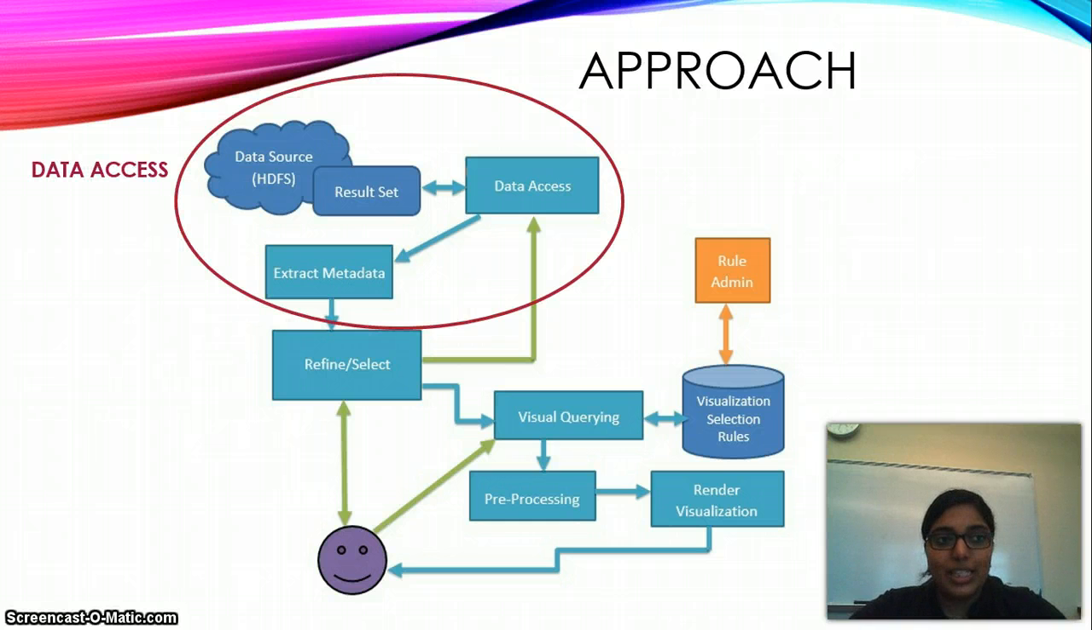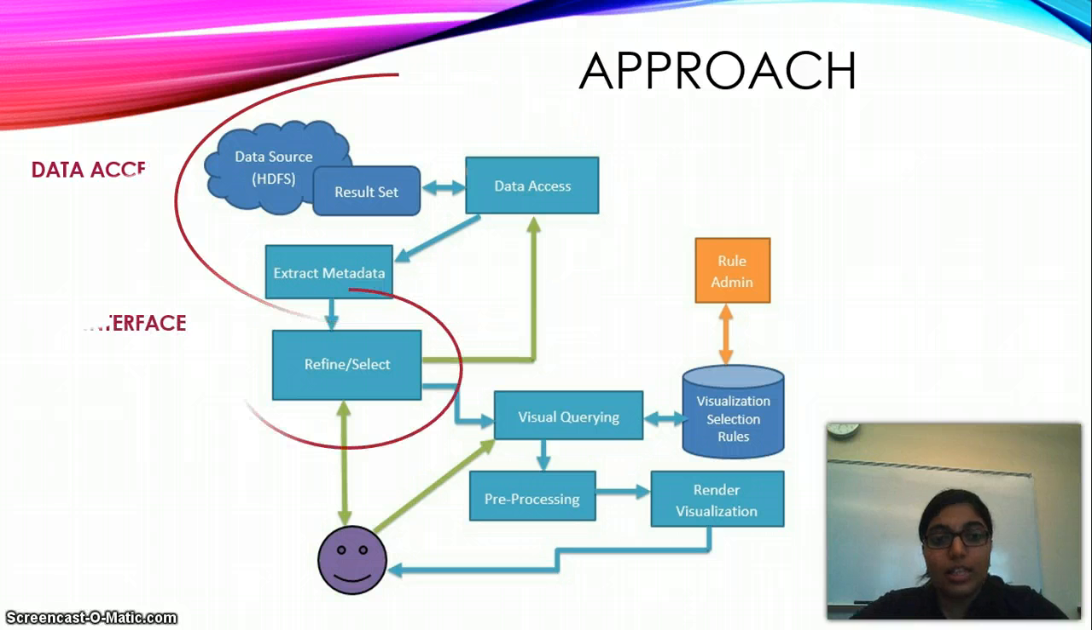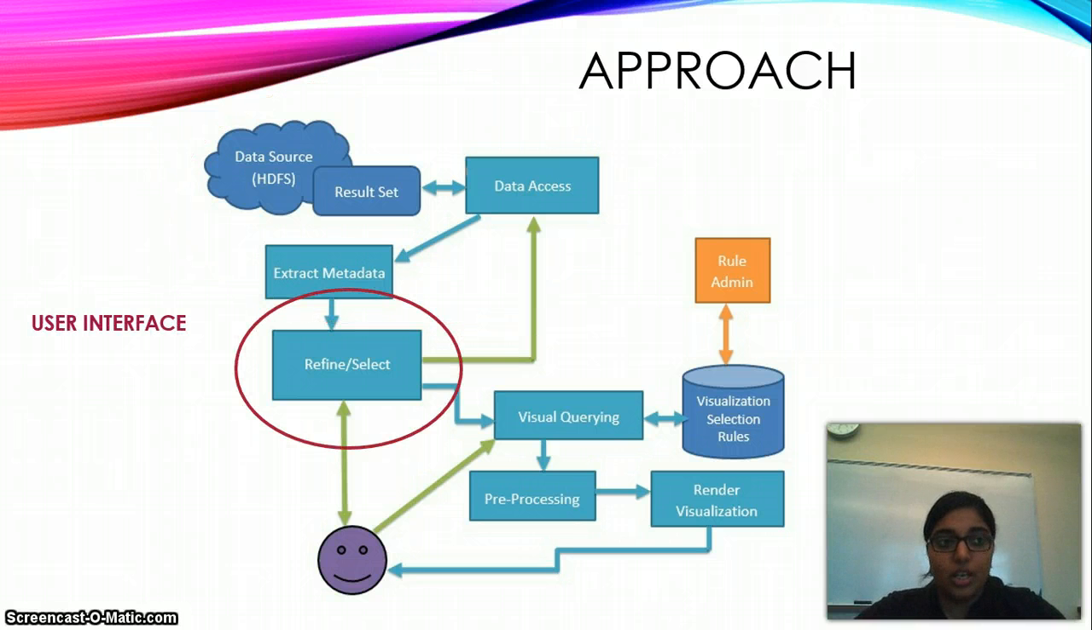Our first module is data access, where we would extract the metadata from the data access layer. And for this, we'll actually use MySQL and CSV files. The second module is user interface, where the user will select the fields that will be passed to the visual query layer. And we would be using J2EE based technologies.